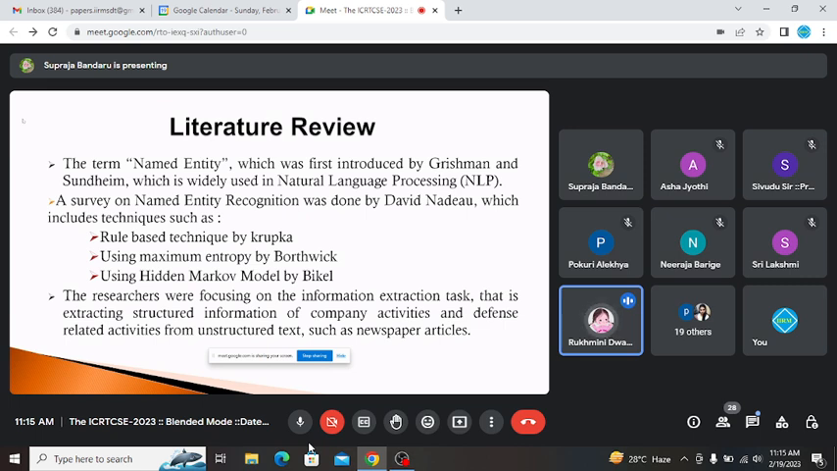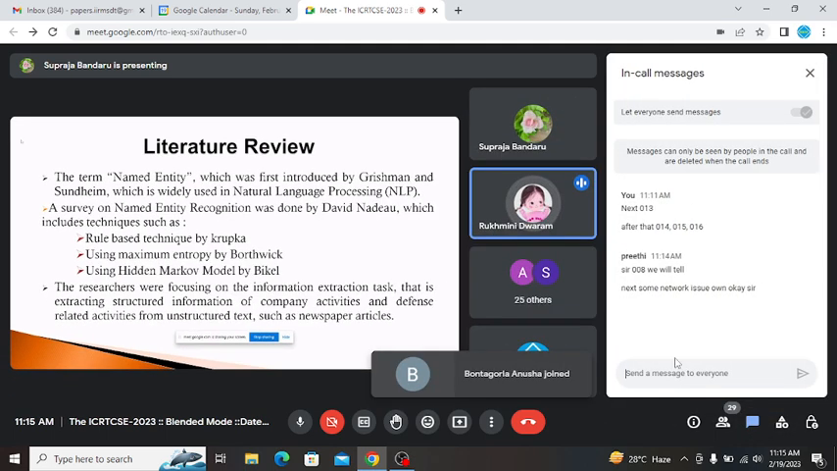Literature review. The term named entity was first introduced by Grishman and Sundheim, which was widely used in natural language processing. Natural language processing is the ability of a computer program to understand human language as it is spoken and written. David Nadeau did a survey on named entity recognition, including techniques such as the rule-based learning technique by Gupta.